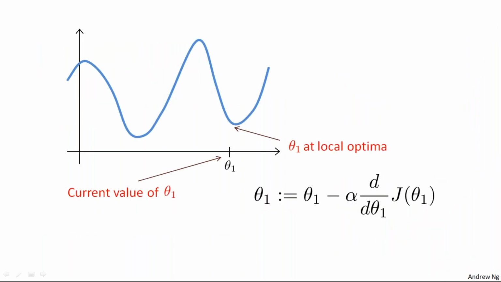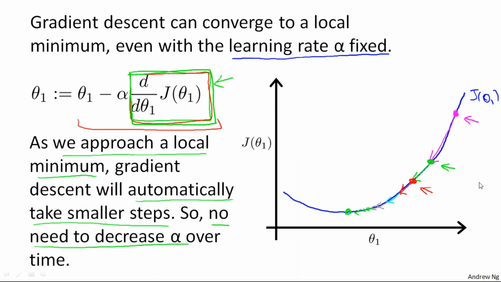Okay, see, Rohit, you are talking about local value, local minima. Yes sir, I am telling that. Yeah, so this is actually the approach to a local minima. Gradient descent will automatically take smaller steps, so no need to decrease alpha over time.